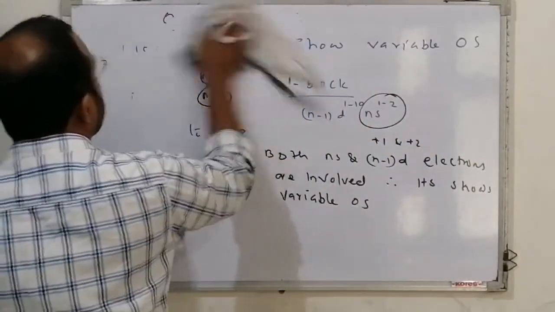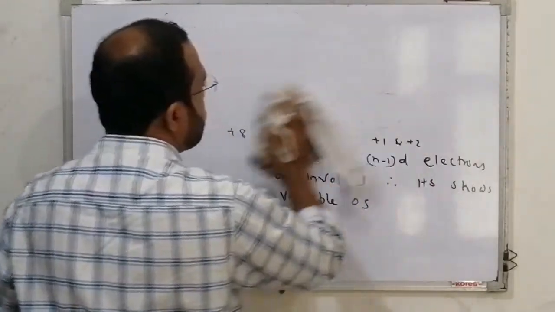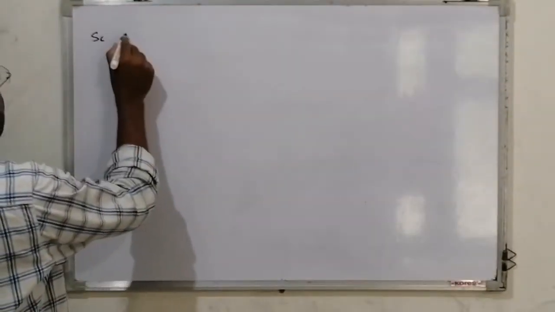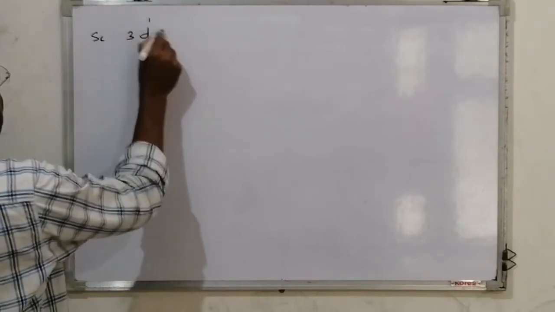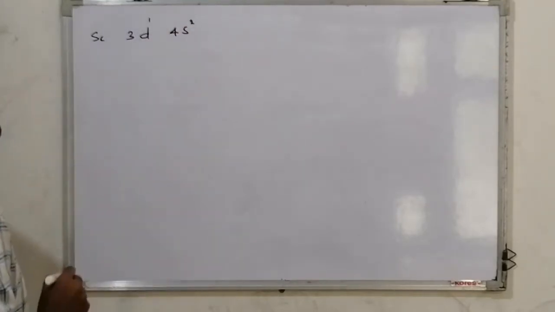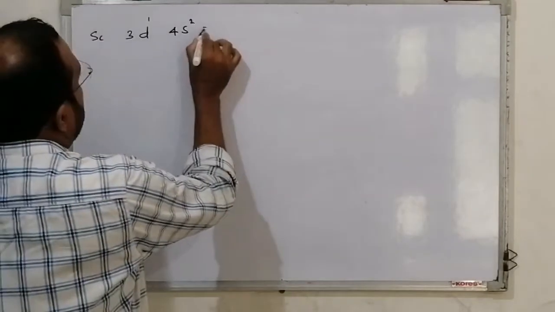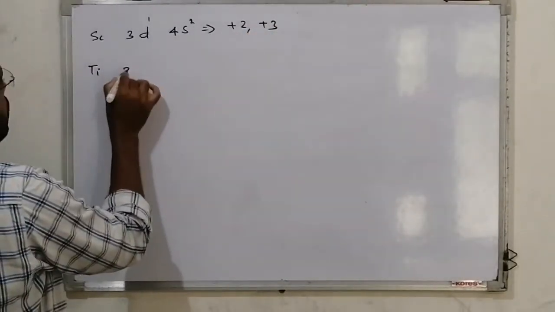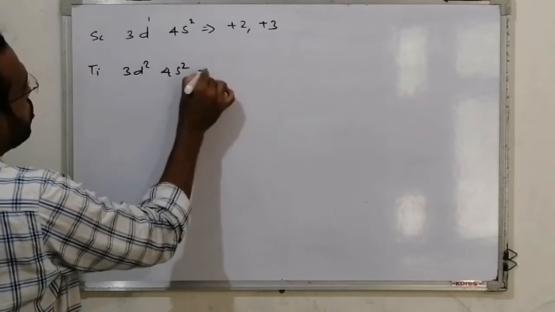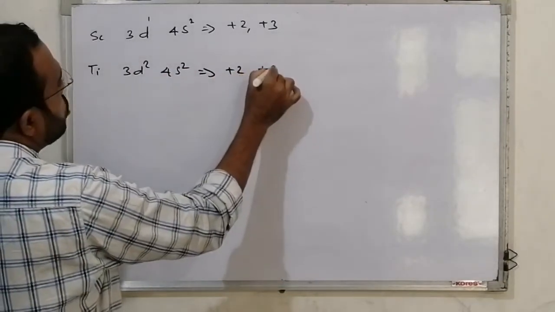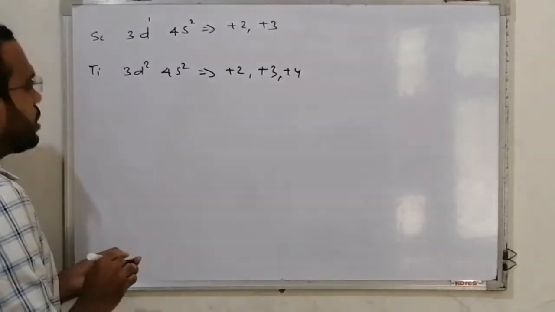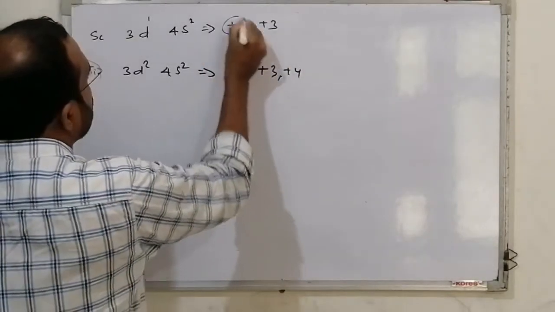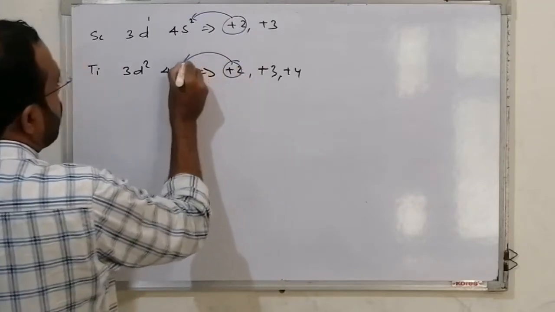Let us check their oxidation states in detail. Let us check the 3d elements. You know that scandium has 3d1 4s2. It shows the following oxidation states: +2 and +3. Titanium is 3d2 4s2. It shows +2, +3 and +4. This +2 belongs to the 4s electrons.